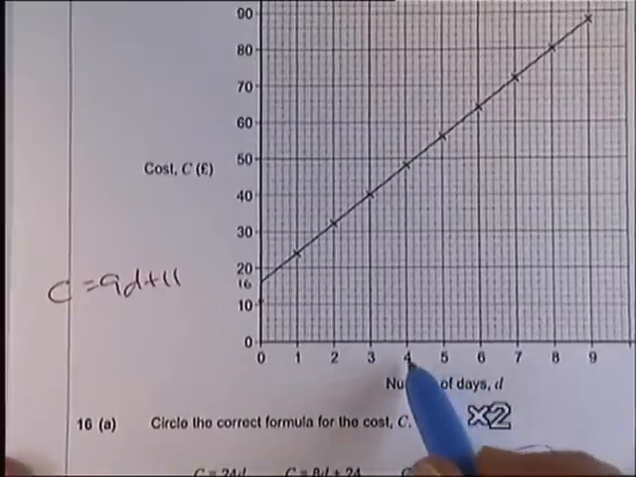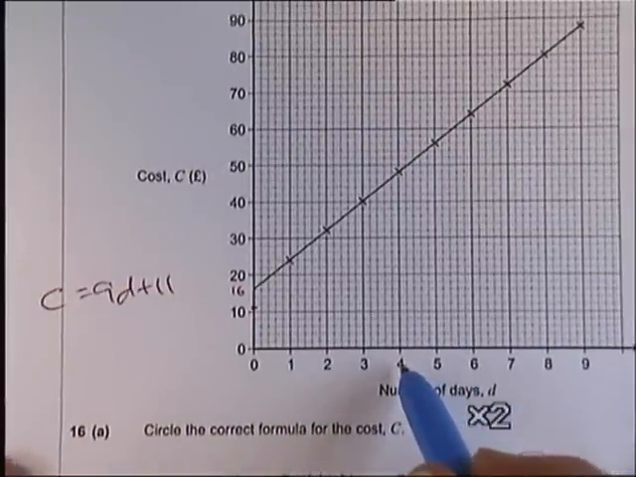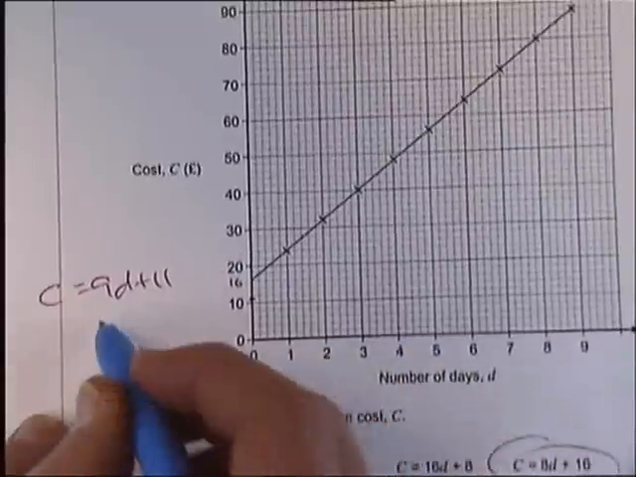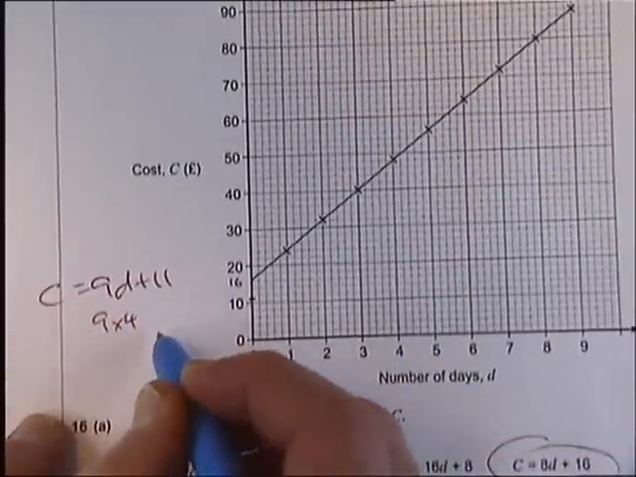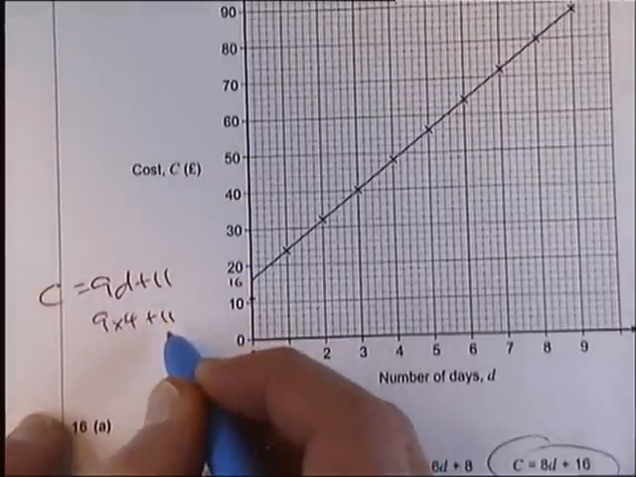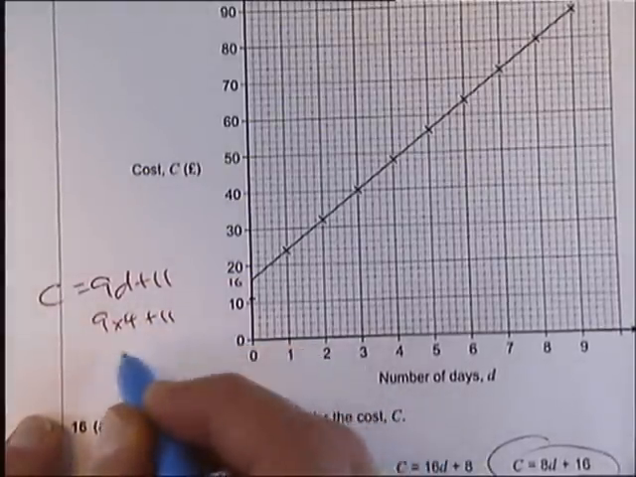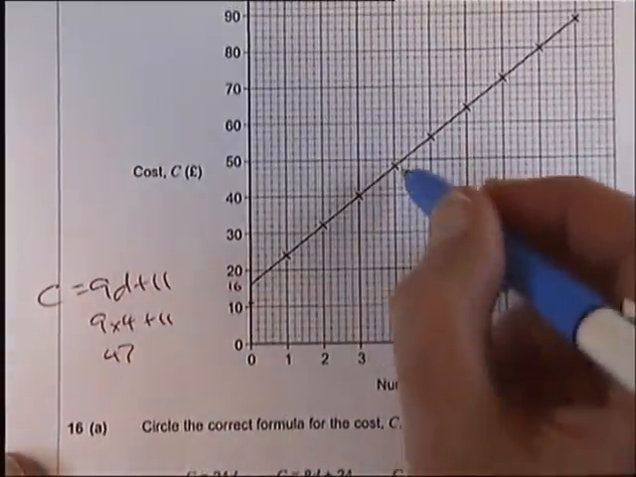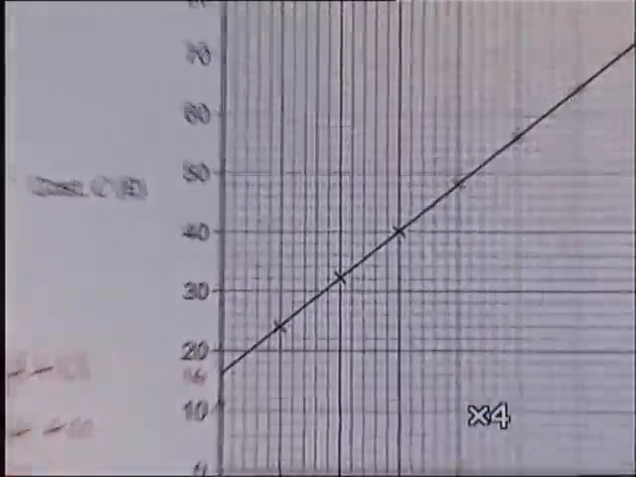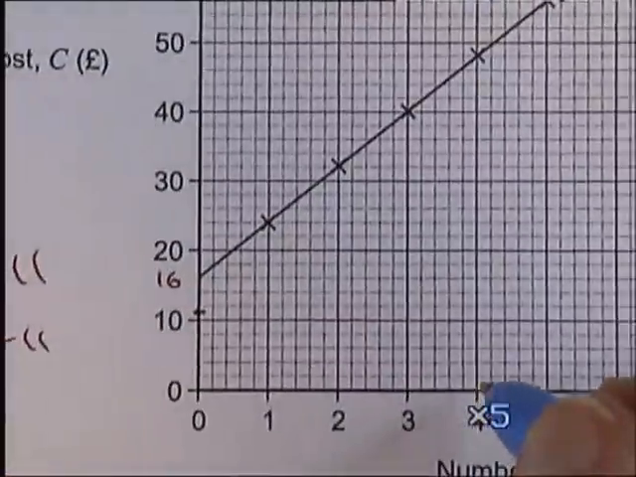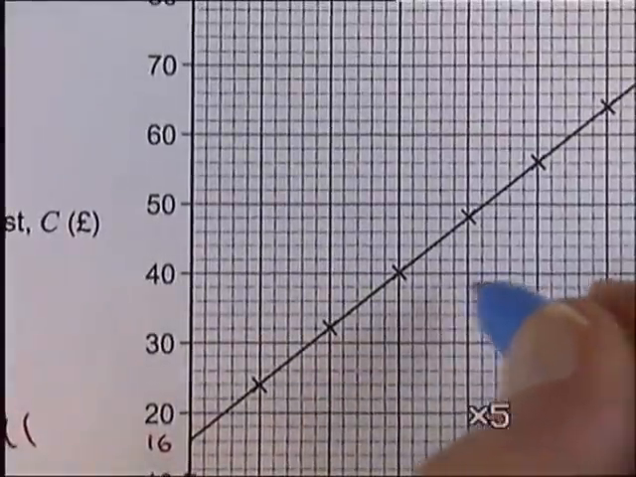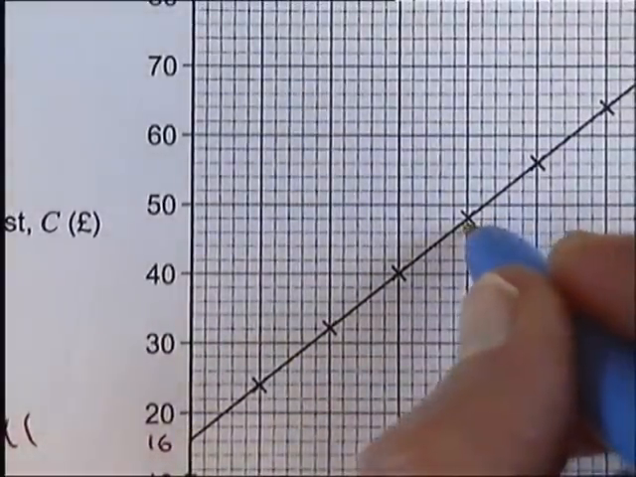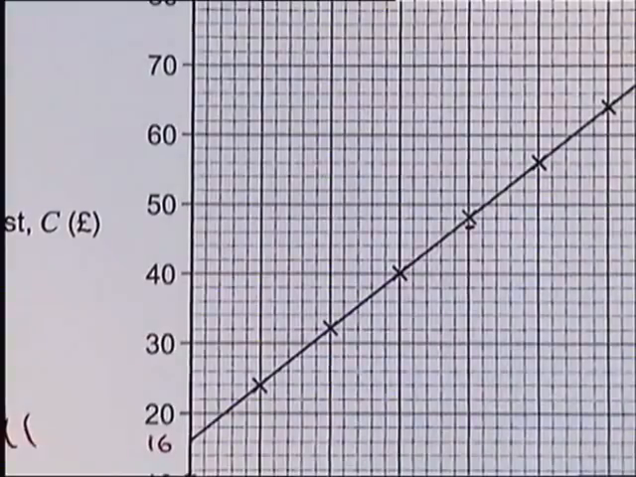If d was 4, which is about halfway across, this formula would give us 9 times 4, which is 36, plus 11. 36 plus 11 is 47. So 4 along, it will go 47 up. Now, if we look on here, we're going up from 4. That's 40, 42, 44, 46, 47. That would be about there.